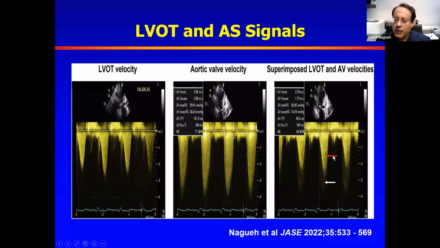The brighter one with the red arrow is the outflow tract signal, and the later peaking velocity, shown here by that white arrow, but also shown on that third beat, between 3 and 4 meters per second, is the aortic stenosis jet.